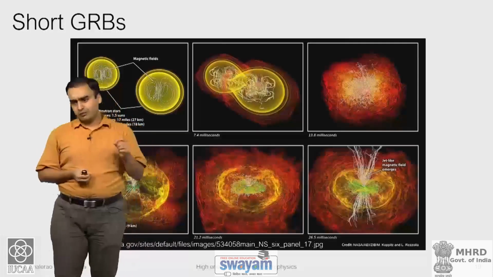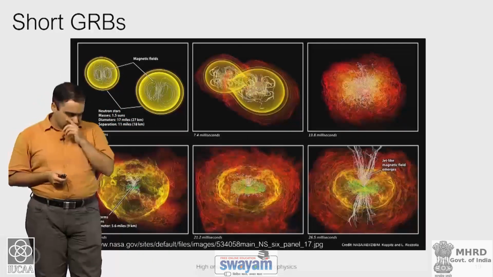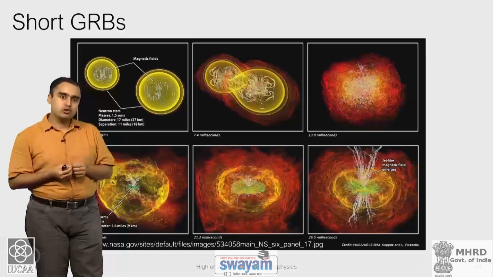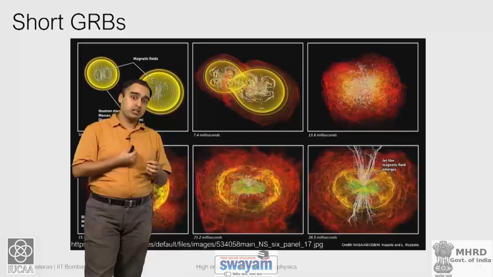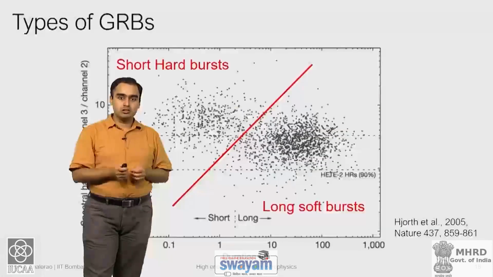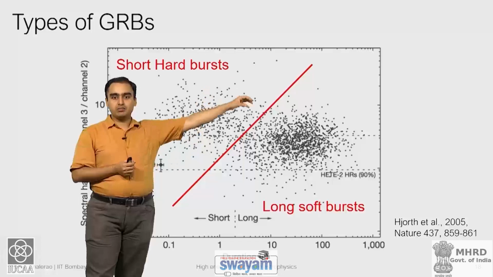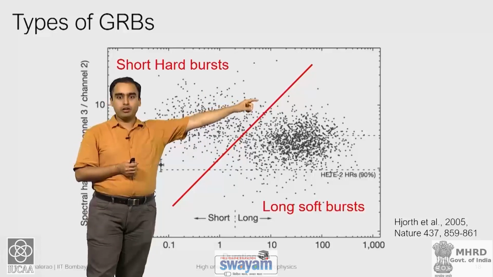These bursts last for less than about 2 seconds. That is the rough split used in differentiating between short and long GRBs, but remember that that is just an observational condition. You can see that in this diagram there are bursts here which are quite long in duration.